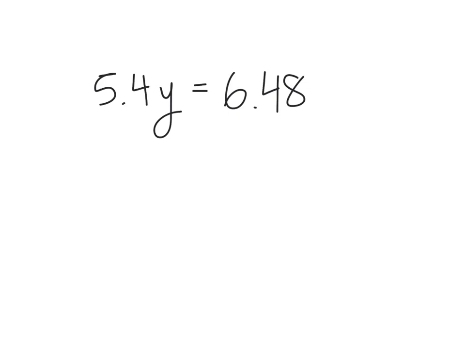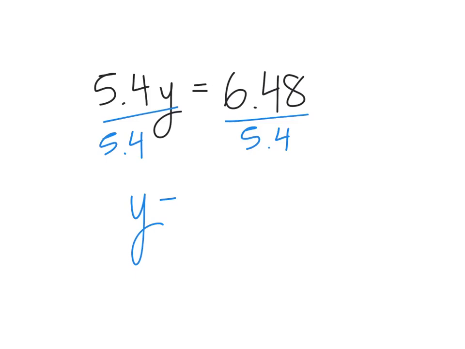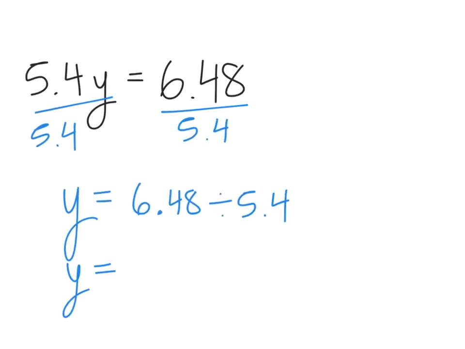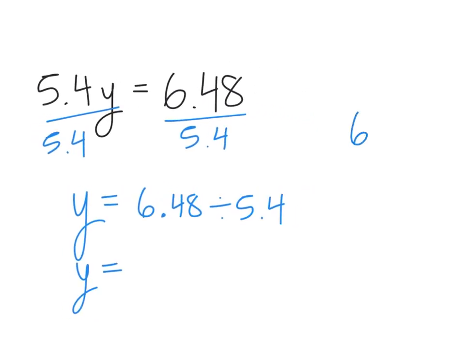All right, I'm noticing that in this problem, the 5.4 is being multiplied to the y. The opposite of multiplication is division. So I am going to divide both sides by 5.4. In my calculator, I can type in 6.48 divided by 5.4. And you can get the final answer that way. Or if you want to set it up by using long division, this is how you would do that.